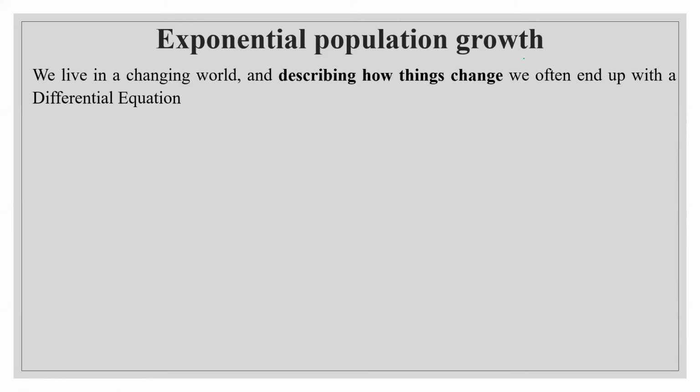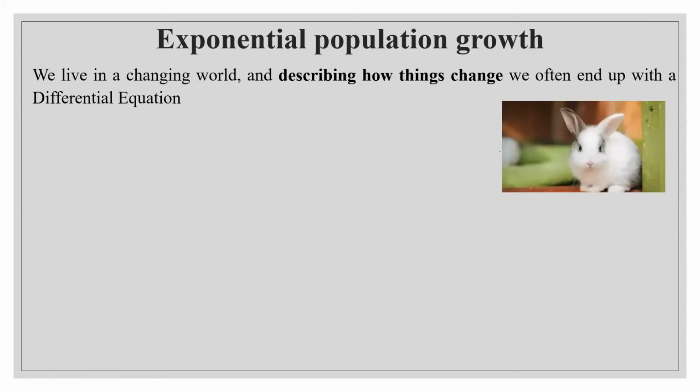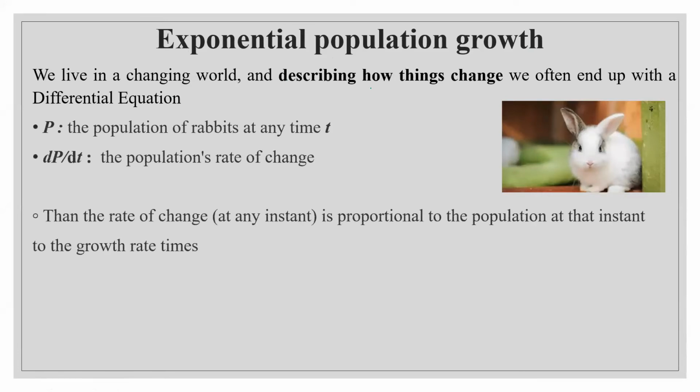As you know, we are living in a changing world, and to describe how things change, we use differential equations. That is why we will study all these models which I have told you with the help of differential equations. For studying this growth model, I will consider a rabbit population. Suppose that we have a rabbit population, and let P be the number of the population at any given time t, right? And dP by dt is what? This is the rate of change of the population over a very small time.